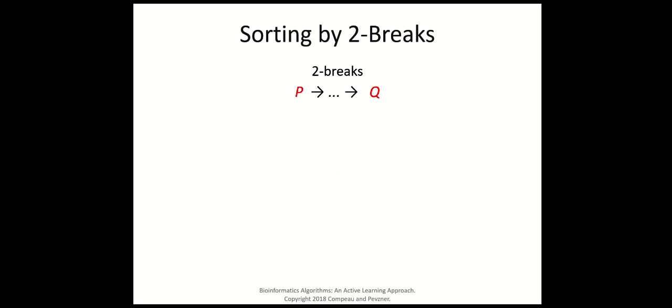So again, what does it mean to sort by two breaks? Remember that a genome is composed of areas that are shuffled in different organisms. To sort a genome into another means to reproduce the shuffling of the other organism in the first one. So the question is, given a genome P, which two breaks should I apply to obtain a genome Q?